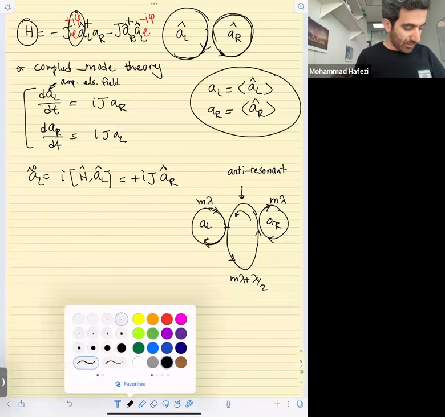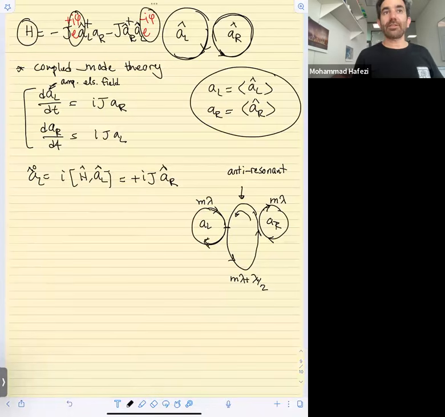In order to get this and formalize this, I have two options. I can either use this coupled mode theory, or I can use the transfer matrix formalism.